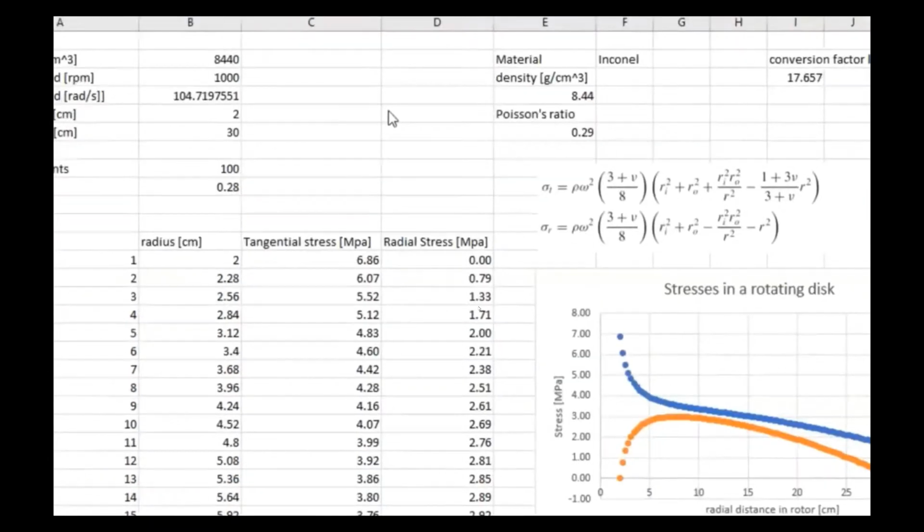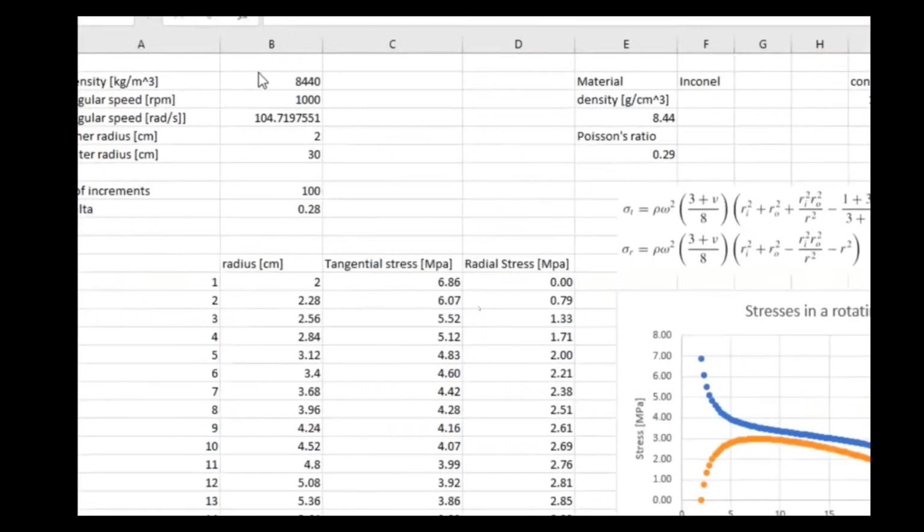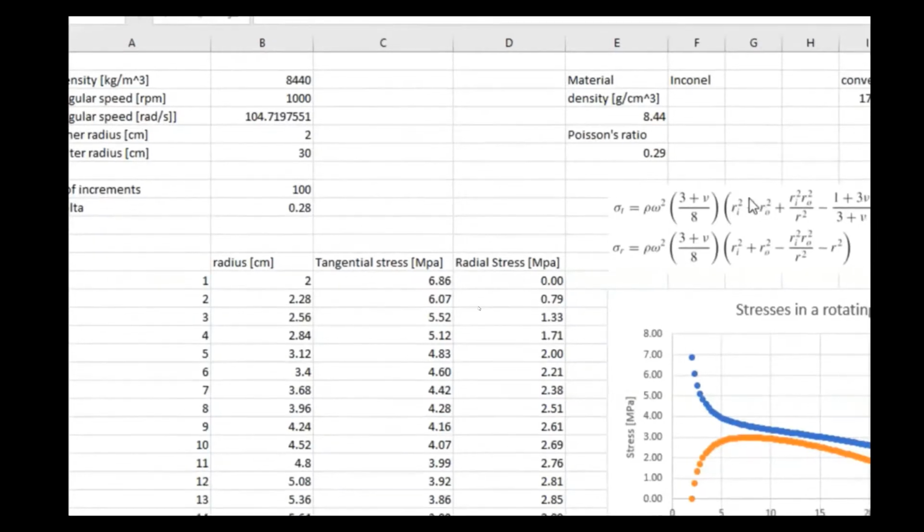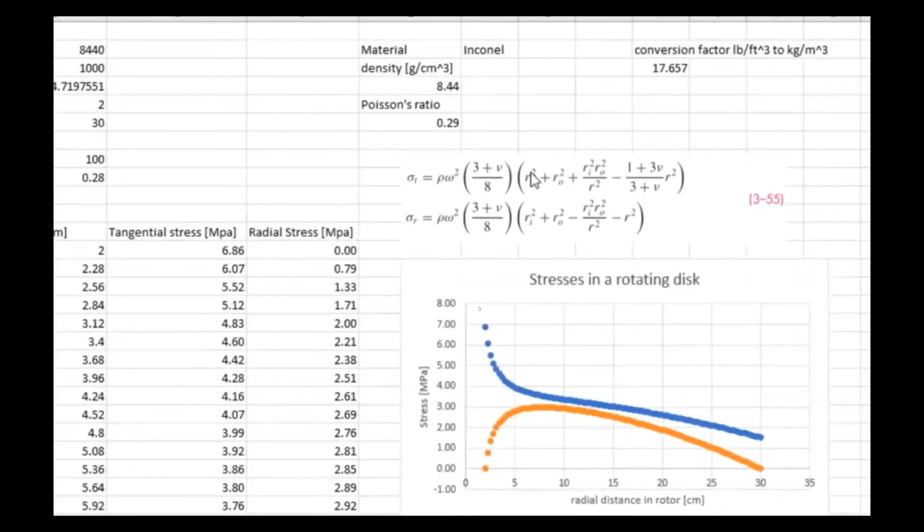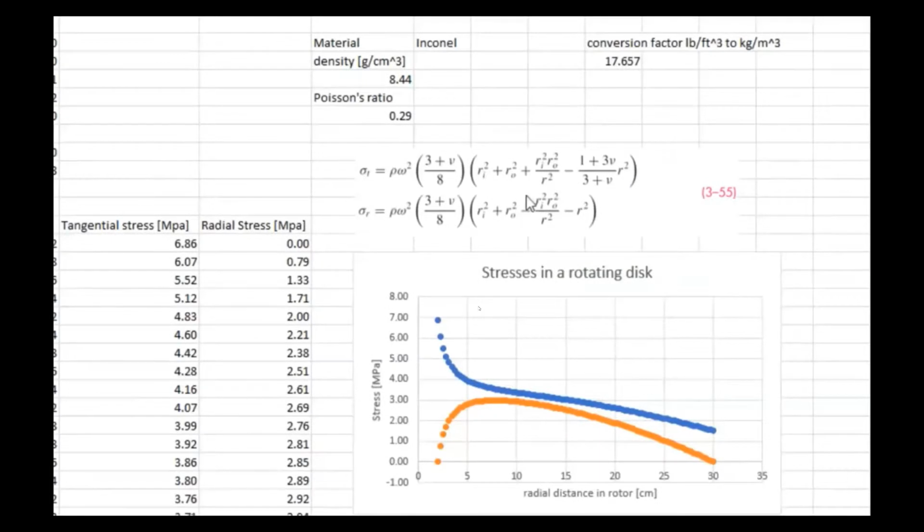So in this case, I have my density in kilograms per cubic meter. I initially input the angular speed in RPM, but I convert it to radians per second. I have inner and outer radius in centimeters, but you have to convert all of these distances to meters when you do the calculations in equation 355. You also need to know the Poisson's ratio of the material in order to do this calculation.